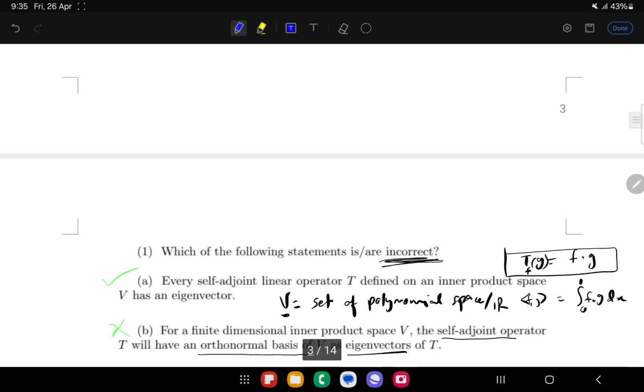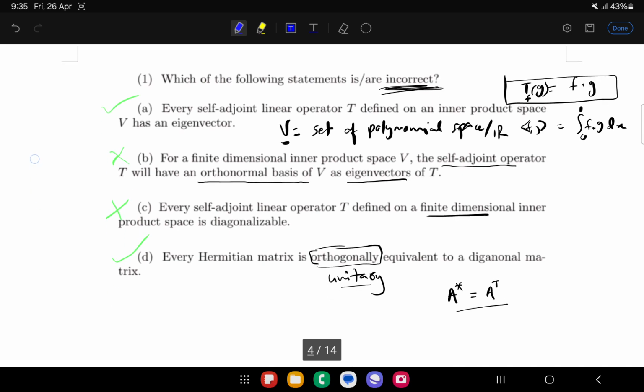Okay, so let's see. Now coming to the questions, which of the following statements are correct? Every self-adjoint linear operator T defined on an inner product space has an eigenvector. We need finite dimensional here. For this to be true, finite dimensionality is necessary. So this statement is incorrect, so as an option, it is correct.